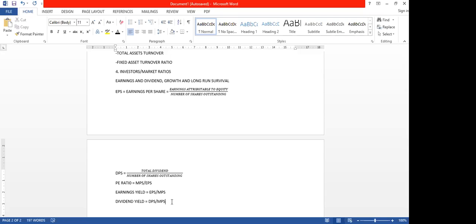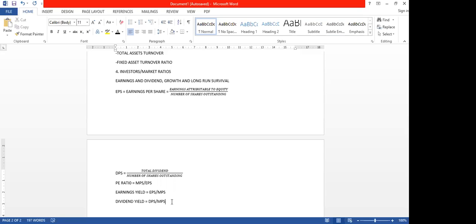These are ratios that an investor is particularly interested in the market. The earnings yield: the earnings per share is 2 naira, and the market price per share is 20 naira. What is the yield? That's the percentage. It means 2 over 20 times 100 over 1. But the PE ratio is very important. It will become a number of times.